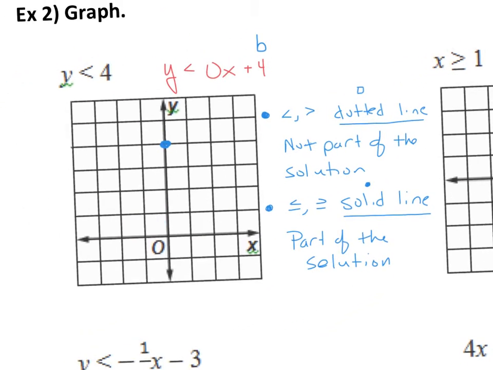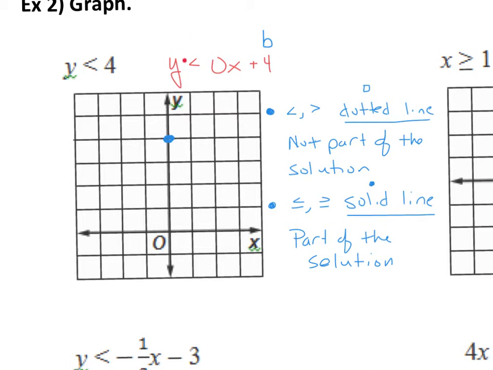All right, so if I come back over here and look at this, because I have a less than symbol, I am going to have a dotted line horizontal, because my slope is 0. So I'm going to have a dotted line across. Now, the second part to this that's a little different than just graphing a line is that we've got to shade. There's going to be a lot of correct answers here because all numbers that are less than 4 will work. So think about that.